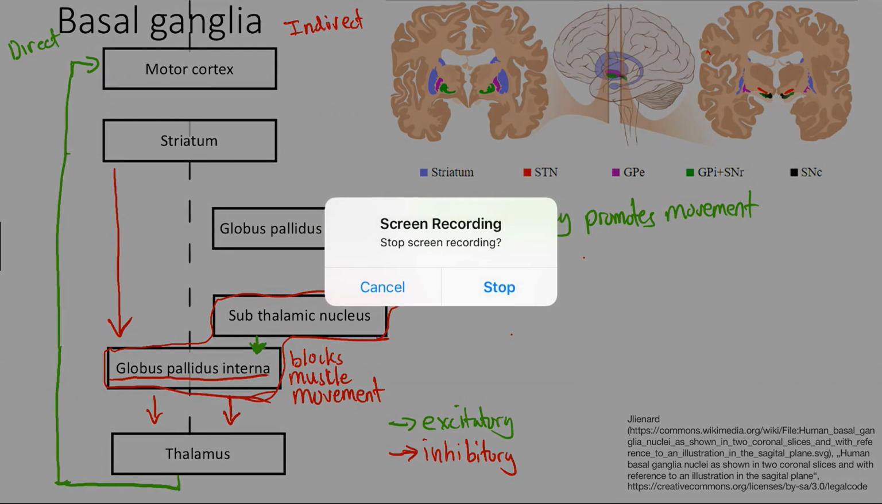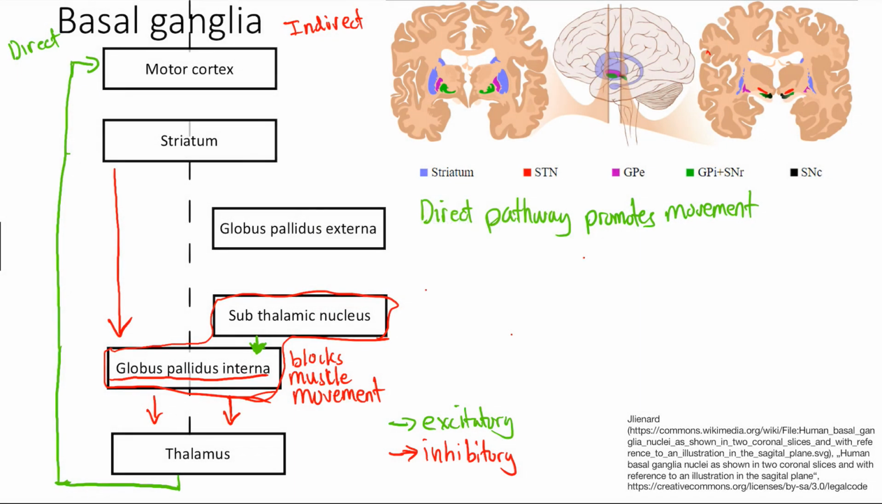Now we're going to look at the indirect pathway. The indirect pathway, as we said, it takes a long roundabout way. Striatum is going to block the globus pallidus interna, and the globus pallidus interna blocks the subthalamic nucleus. Now we see that we have a double negative here, so we're canceling each other out. So we're actually activating this whole block of stuff, and we're leading to more blockage of muscle movement.